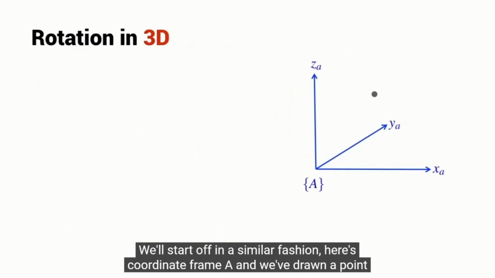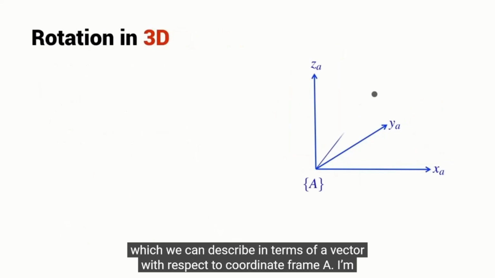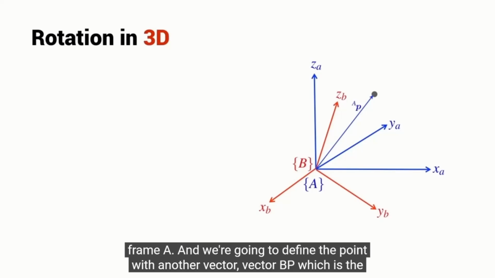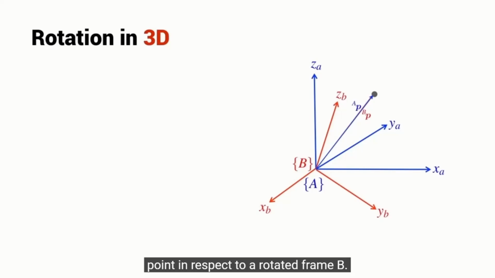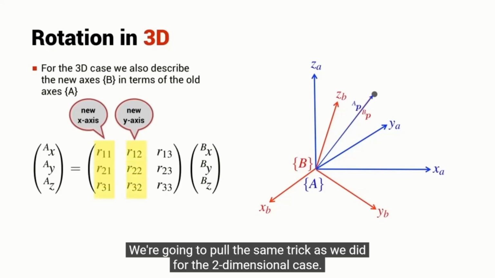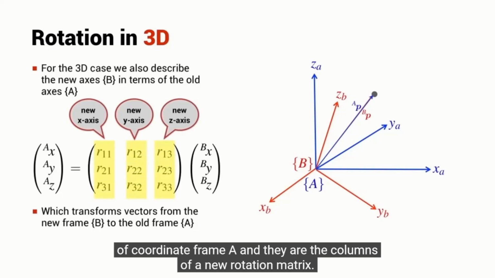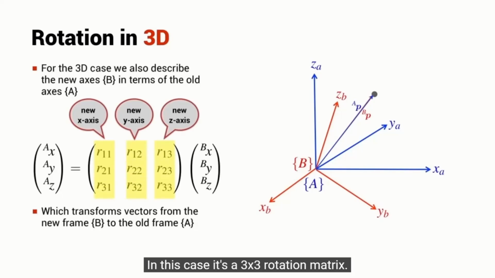Here's coordinate frame A, and we've drawn a point which we can describe in terms of a vector with respect to coordinate frame A. Going to introduce a new coordinate frame B, which is rotated with respect to coordinate frame A. And I'm going to define the point with another vector, vector BP, which is the point with respect to the rotated frame B. And we're going to pull the same trick as we did for the two-dimensional case. We're going to describe the axes of coordinate frame B as unit vectors expressed in terms of coordinate frame A, and they are the columns of a new rotation matrix. In this case, it's a 3 by 3 rotation matrix.